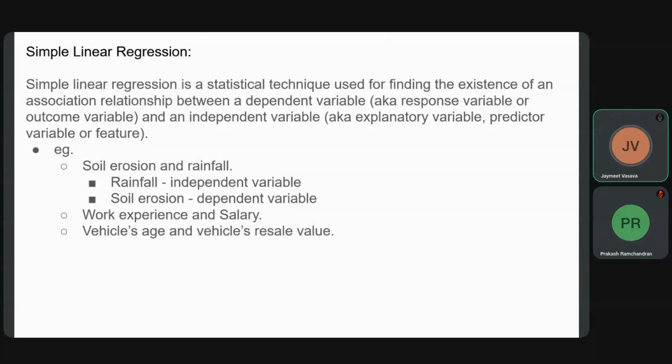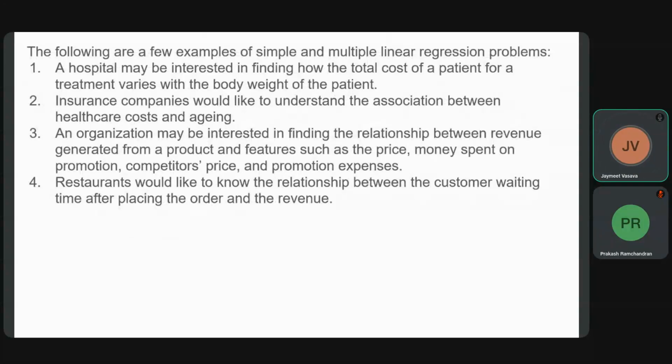The same example goes for work experience and salary, and a vehicle's age and its resale value. The vehicle's age can be anything, and depending on that, the vehicle's resale value is affected. So these are examples for simple as well as multiple linear regression models, but we are only discussing simple linear regression, which means that we have one independent variable and one dependent variable.